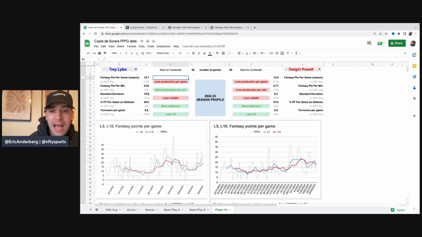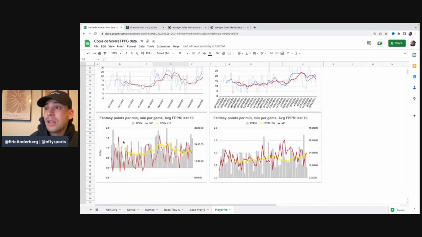Lyles plays a little bit less minutes on average, okay? But does have a higher fantasy points per minute. He's able to sustain himself above 1 for several games. Powell has not done this season. That you can see with this yellow line down here. So this is the 1 point per game. Here is Trey Lyles, and then Dwight Powell has always been below that.